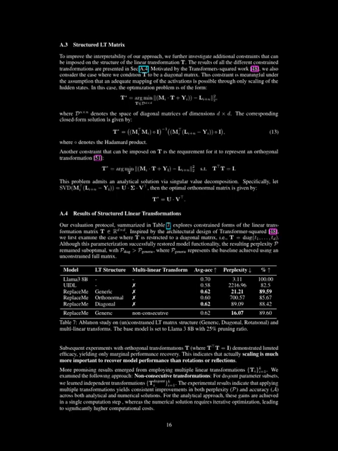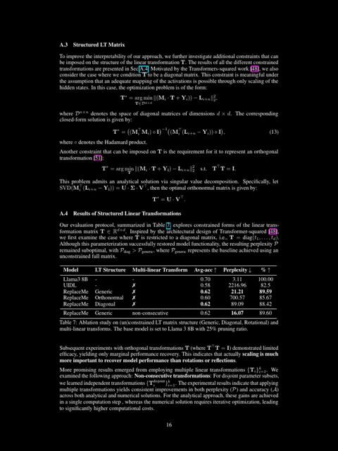Addend 3, structured LT matrix. To improve the interpretability of our approach, we further investigate additional constraints that can be imposed on the structure of the linear transformation T. The results of all the different constrained transformations are presented in Addend 4, motivated by the Transformer Squared work. We also consider the case where we condition T to be a diagonal matrix. This constraint is meaningful under the assumption that an adequate mapping of the activations is possible through only scaling of the hidden states. In this case, the optimization problem is of the form T asterisk equals argmin over T in D of the norm of M_I T plus Y_I minus L_I plus N squared, where D denotes the space of diagonal matrices of dimensions d times d.